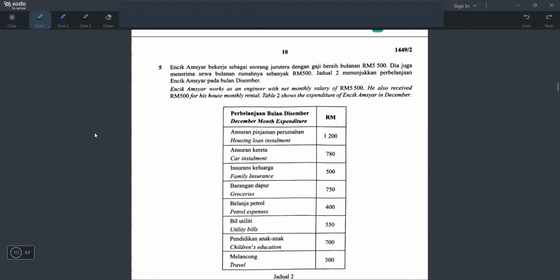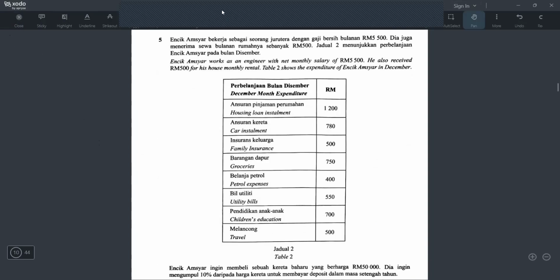Okay, let's move on. I'm doing question number 5. Let's read the question. Encik Amsha works as an engineer with a net monthly salary of RM5,500. This is monthly salary. He also received 500 for his house monthly rental. So this is an income, right? 500 because he received it. Table 2 shows the expenditure of Encik Amsha in December.